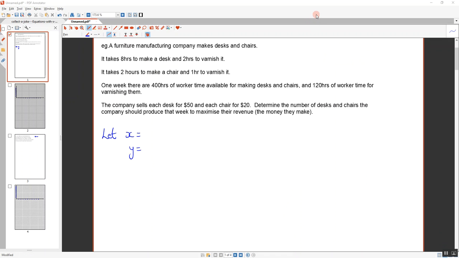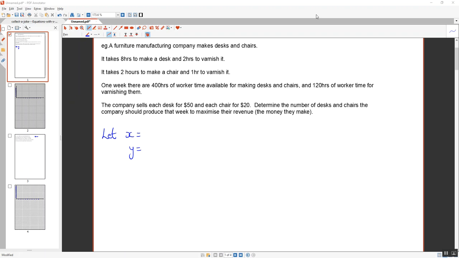Alright, so we've got a lot of information going on here. We've got a company that makes what two items? Chairs and desks. And we're told that they have to do what to both the chairs and desks? Make and varnish. Okay. We're told it takes 8 hours to make a desk. How long does it take to make a chair? 2. How long to varnish a desk? 4. How long to varnish a chair? 2. Okay, and how long to varnish a chair? 1.